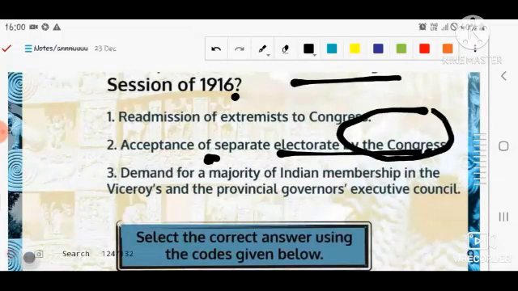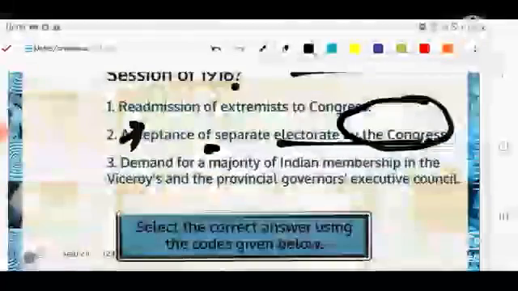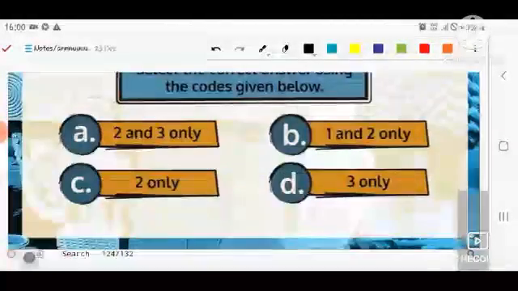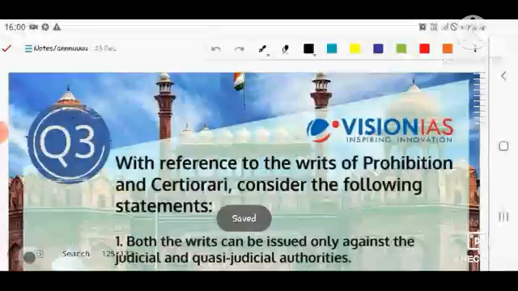It means that the separate electorates given specifically to Muslims in general were accepted and recognized by the Congress at that point of time in the 1916 Lucknow session. The third is the demand for a majority of Indian membership in the Viceroy's and provincial governors' executive councils. It means they were demanding that the Viceroy's cabinet should include Indians. So you have to choose the correct option, the feature of the Lucknow Congress session. All these things happened in history, that is true, but what was recognized in 1916 at the Lucknow Congress? So you have to choose the correct option.